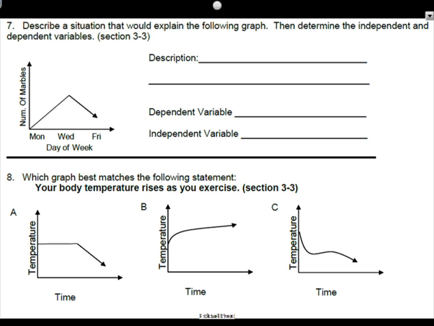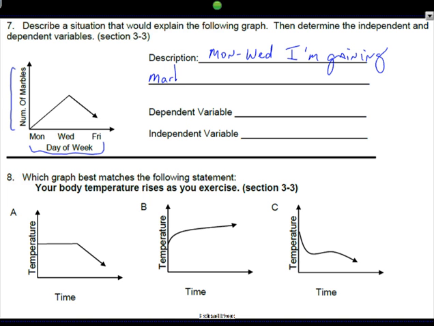And this section says, describe the situation that would explain the following graph and determine our independent and dependent variables. Here, notice we have the number of marbles. Here we have our days of our week. So our description would be Monday through Wednesday, I'm gaining marbles. Wednesday through Friday, I'm losing marbles.